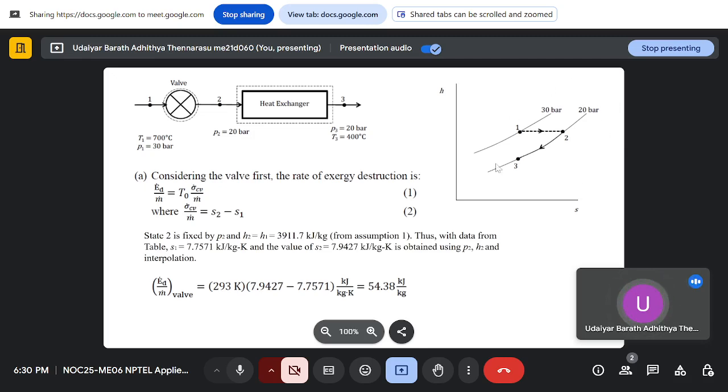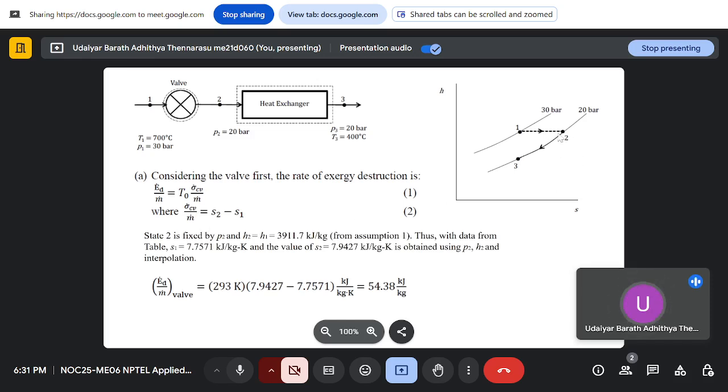So you have a 20 bar line and a 30 bar line. Initially you are at 30 bar, so you are throttling it, so it's a constant enthalpy process from 1 to 2, and then you are rejecting heat to come to state 3. So for the valve, if you see the rate of exergy destruction, same as the previous problem, per mass flow rate it is your entropy change across the valve. So that is the entropy generated, and the exergy destruction is T naught times the entropy generated.